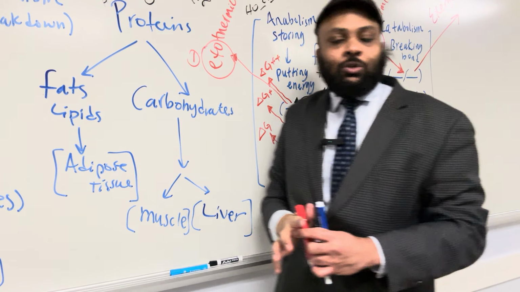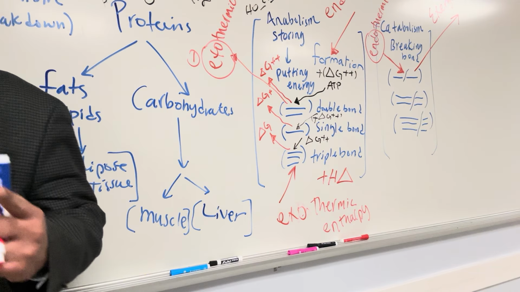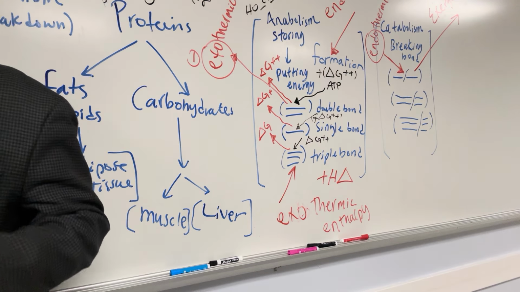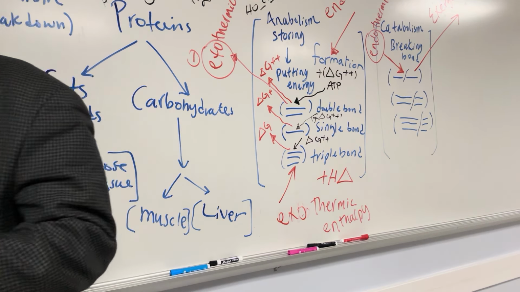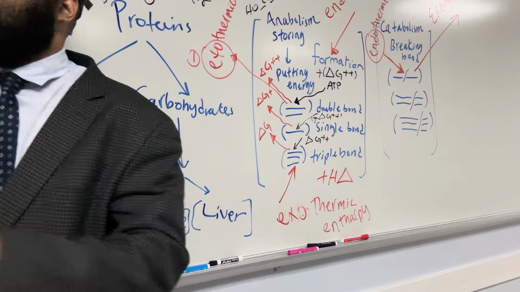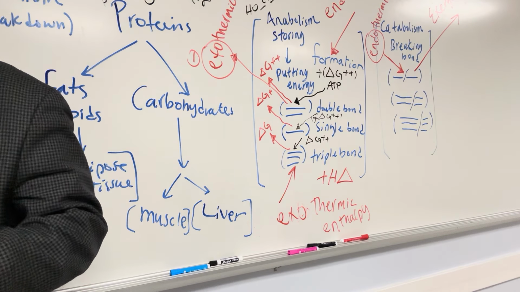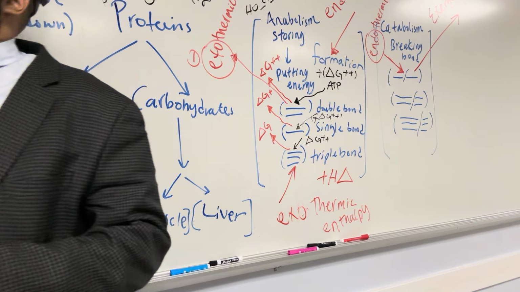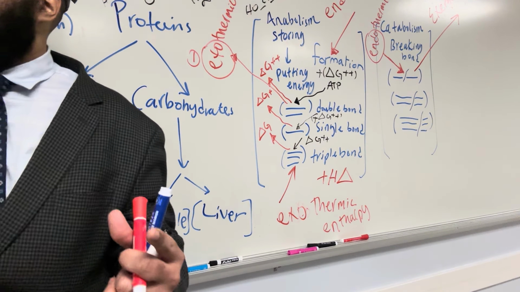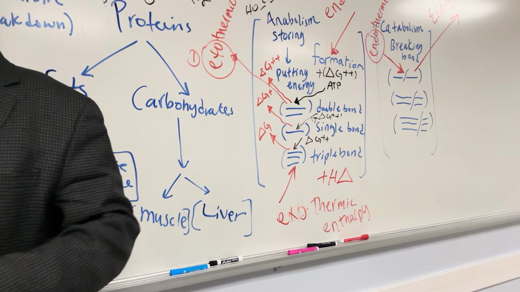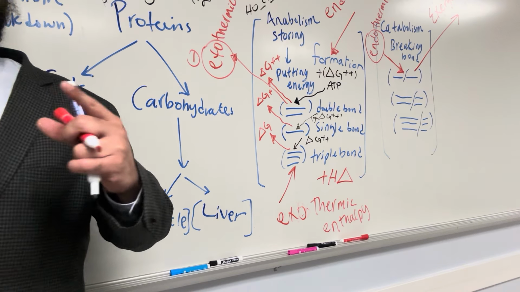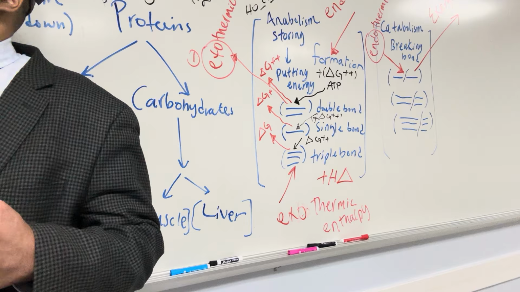Remember ice? I told you about ice. Ice is really solid. You heat it up, it becomes liquid. You heat it up, it becomes gas. So ice used to be triple bond. I heat it up, it became double bond. I heat it up some more, it became single bond. So when I did that, what happened to delta H? Did it increase or decrease?